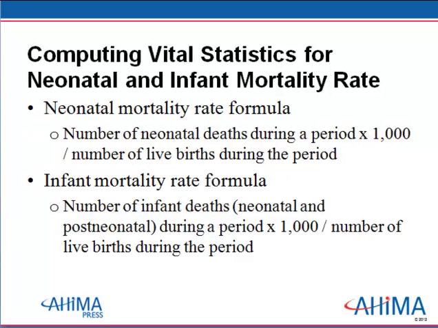The neonatal mortality rate formula used in the U.S. is number of neonatal deaths during a period times 1,000 divided by number of live births during a period. An infant mortality rate formula is the number of infant deaths, neonatal and postneonatal, during a period times 1,000. Divide that by the number of live births during that same period.